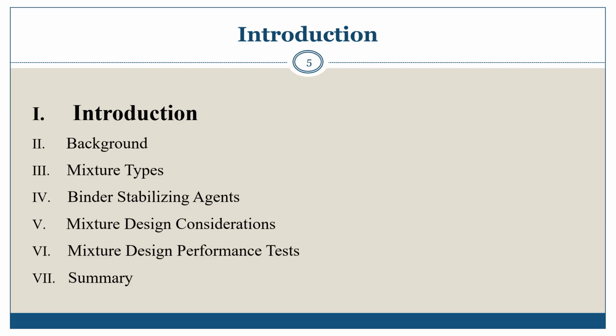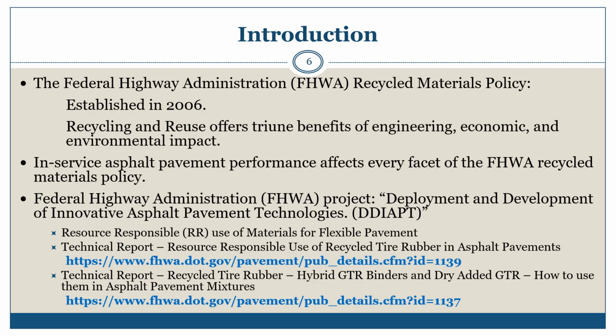First, a brief introduction. The Recycled Material Policy regarding sustainable infrastructure was established by the Federal Highway Administration in 2006. The policy states that recycling and reuse can offer triune benefits of engineering, economic, and environmental impact. Pavements with longer service lives should involve less maintenance and are environmentally friendly from the perspective that they involve less greenhouse gas generation per unit use. Pavements with longer service lives are more economical and more efficiently serve public needs, which increases social well-being.